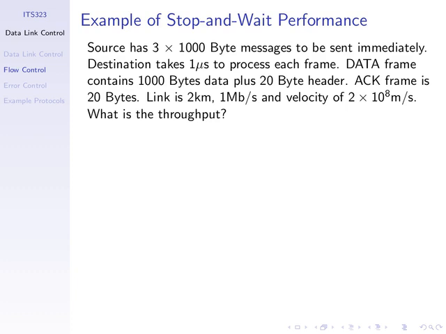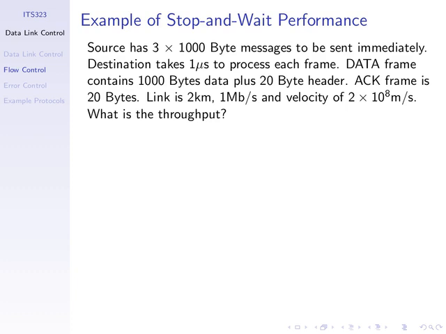There's some processing time at the destination. Each data frame contains 1,000 bytes of data plus a header. So it's going to take some transmission time. There's an ACK frame which has some size. We know the distance of the link. We know the speed of the link. Therefore, you can easily find the propagation time. We know the data rate of the link. You can find the transmission delay of the data frame and the ACK frame.